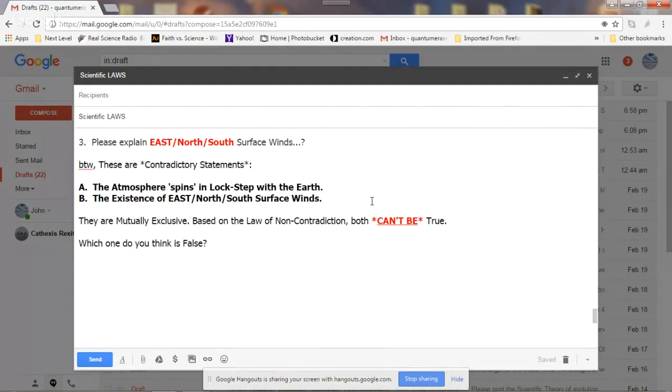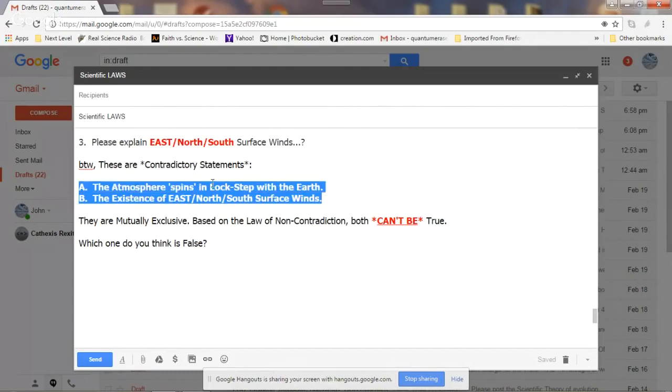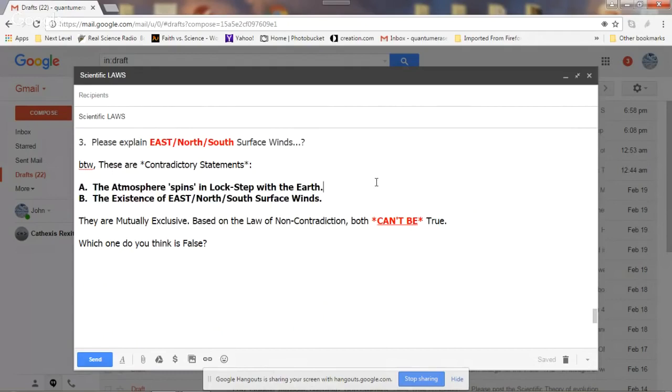Both can't be true. It's a football bat. It's a pillow hammer. It's a married bachelor. It's achromatic rainbows. Which one of these do you think is false? Which one? Go ahead and consider it. I'm going to give you, you know what, 8 minutes.